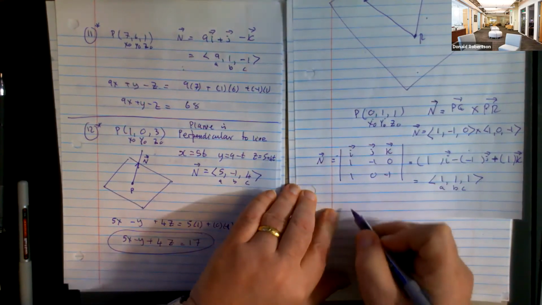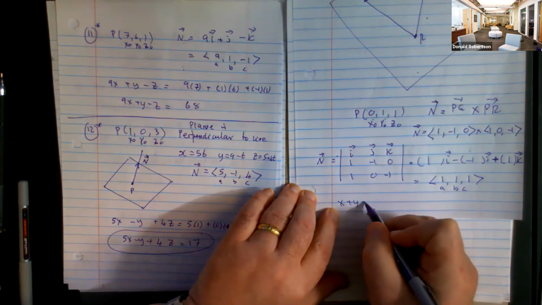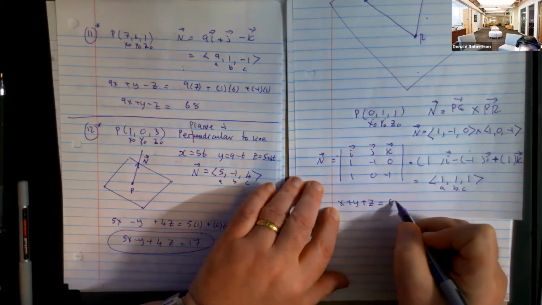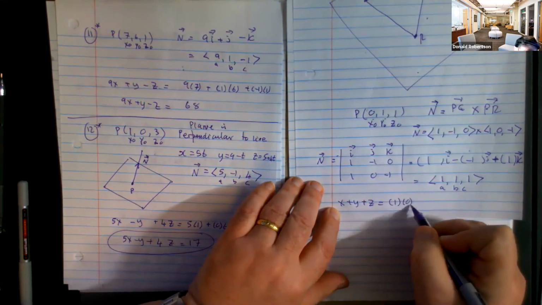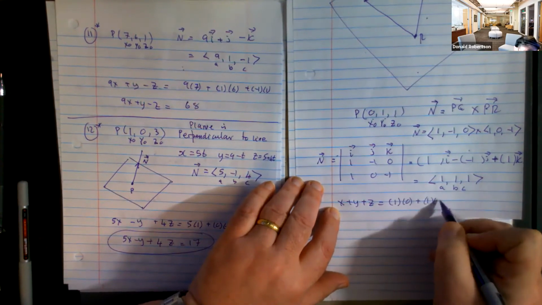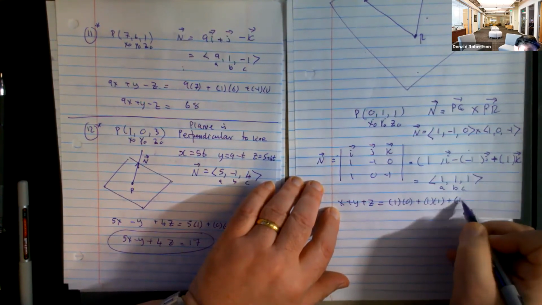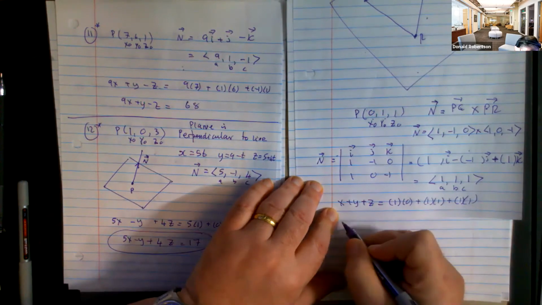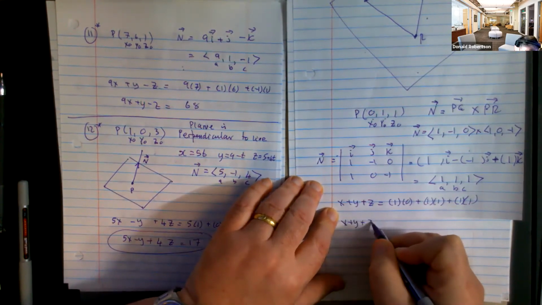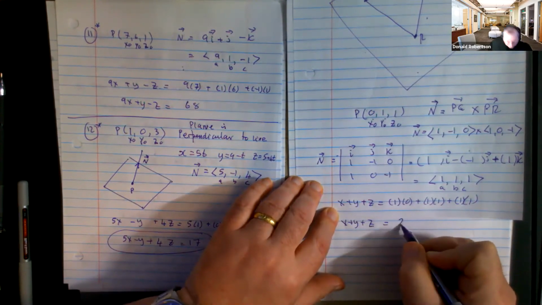So the equation is going to be x add y add z equals 1 nothings plus 1 times 1 plus 1 times 1. And the equation then is x plus y plus z equals 2.